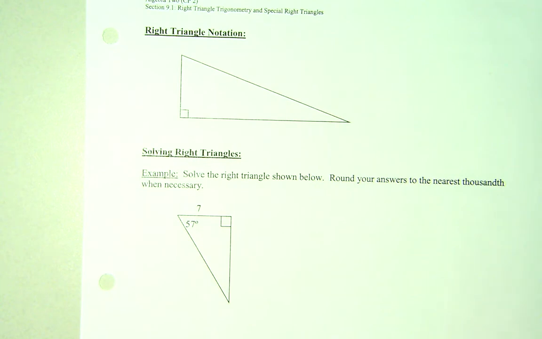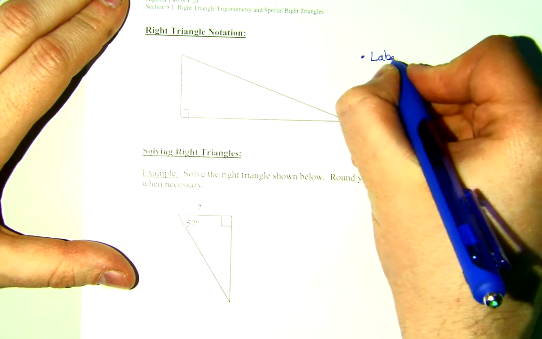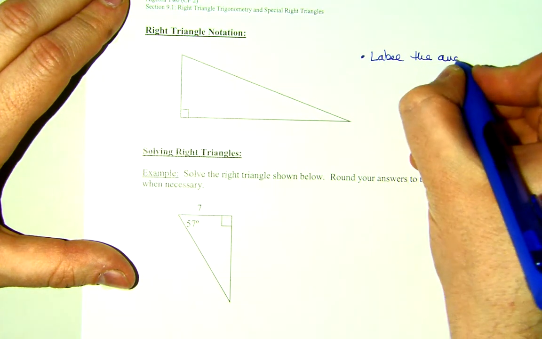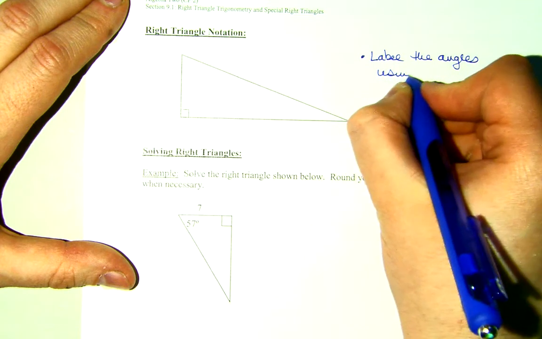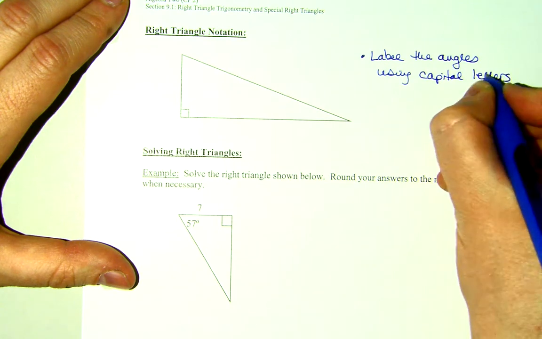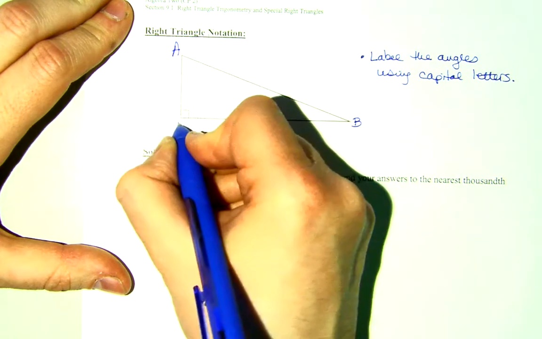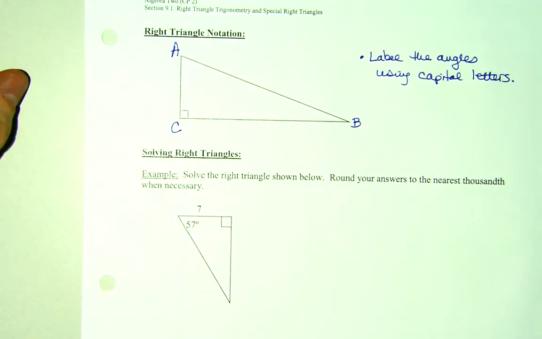First of all, when we label the sides and angles of a triangle, we label the angles using capital letters. Let me write that over here as a bullet point. Label the angles using capital letters. I'm going to put a capital A there, capital B there, capital C there. Angles are points. You remember from last year that angles are at the points. You remember points are single capital letters, so angle A, angle B, all that stuff.